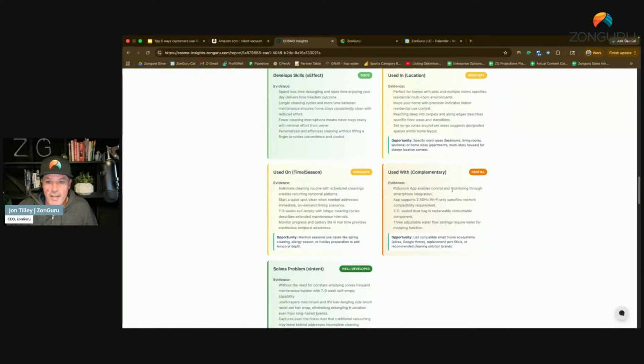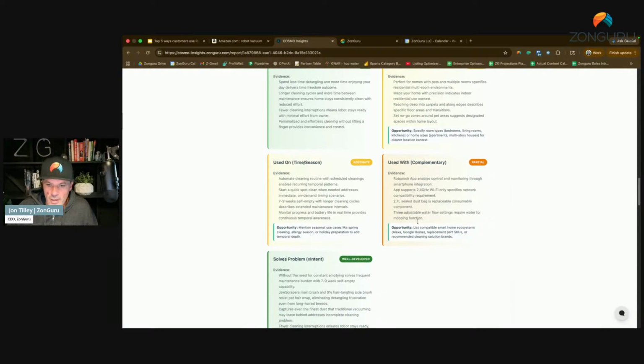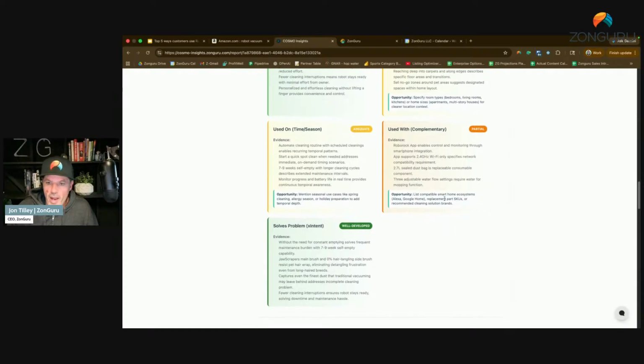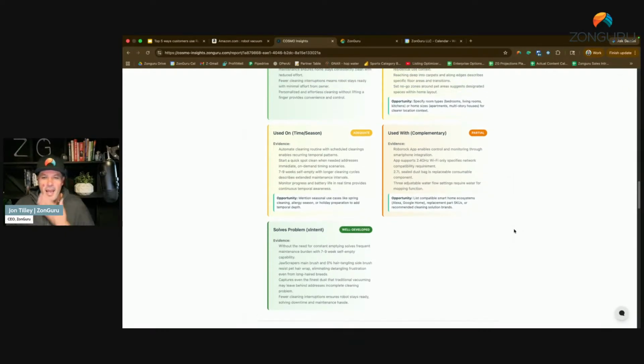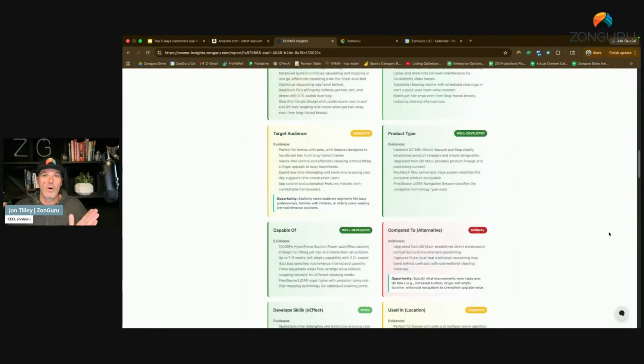I want to look at the used with, right? So used with, right? So Roborock enables control and monitoring, app supported, 2.7 sealed dust bag, right? It's saying here, list compatible smart home ecosystems, right? So it's saying, hey, if you want to be recommended more, if people are looking for the right compatible Wi-Fi systems that work with this, if you tell me a little bit more about what you're compatible with, I'll recommend you, right?